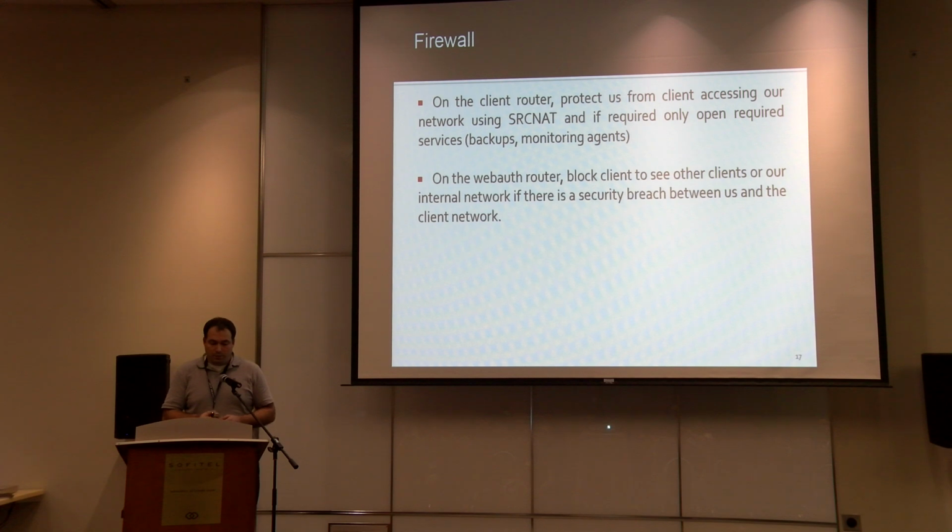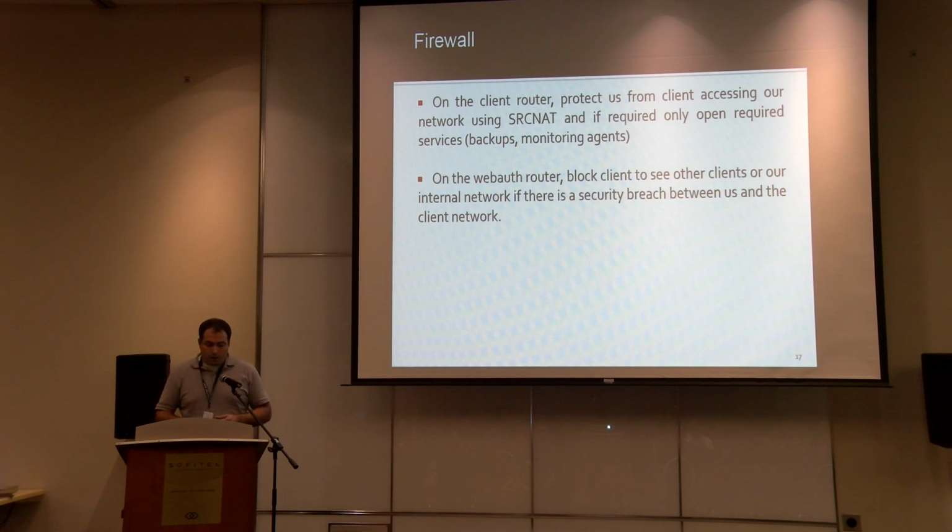Then for security, we mentioned firewalls on the client router. Obviously, it protects us from a client accessing our network using source NAT. Since when we're going on their network, they have no idea of our address scheme, we have to source NAT our IP when we enter their network, which has two great effects. It allows us to access their network without any configuration on their device. So if there's another router, we can still use our door to access their network, and it protects us from them accessing our network.